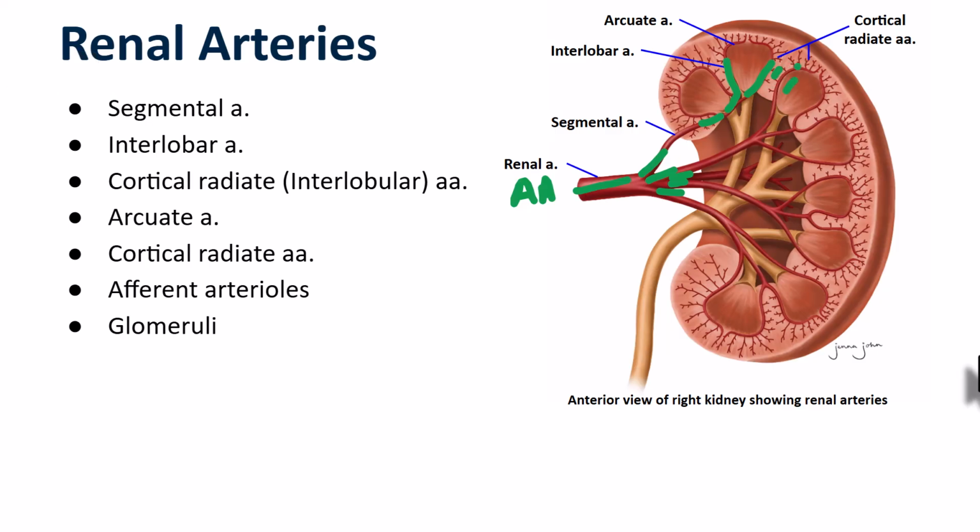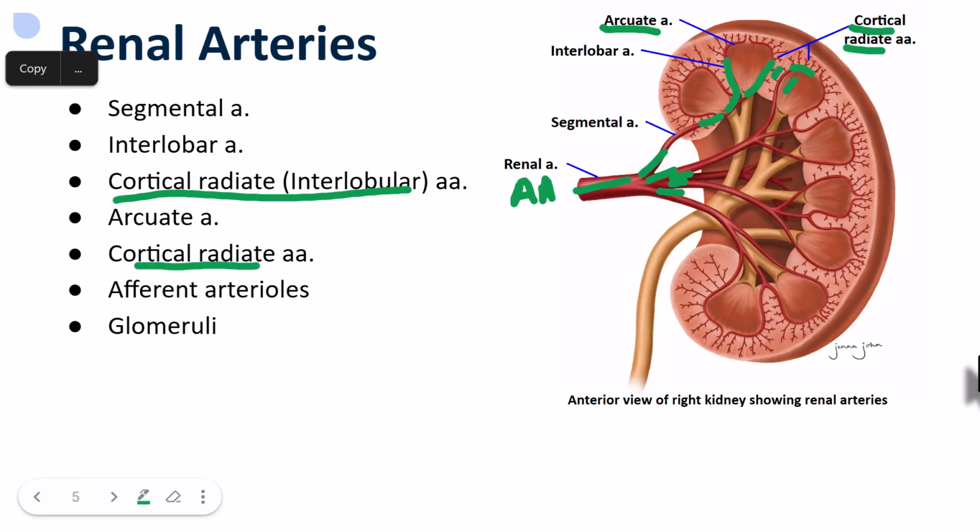So interlobar arteries are found between the medulla and the renal column. And these continue and they wrap around the base of the renal pyramid. And when they do, we call them arcuate arteries. So if it's between the renal column and the medulla, it's an interlobar. If it's between the medulla and the cortical arch, it's an arcuate. Coming off of both interlobar and arcuate arteries are cortical radiate arteries, also known as interlobular arteries. So those happen at both places along the way.